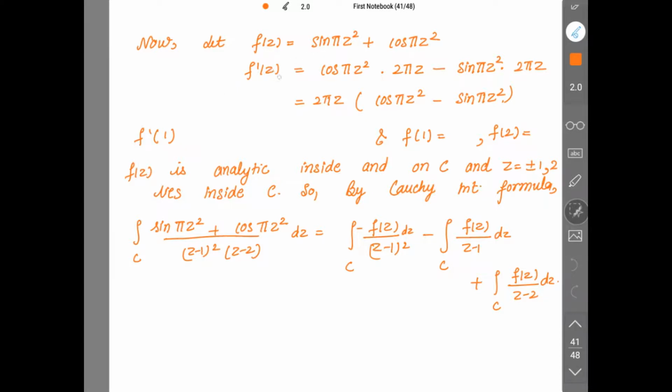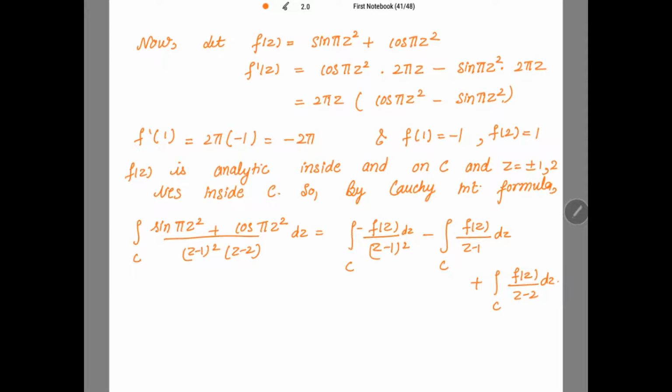From that, f dash z is equal to this. Now f dash 1, putting z equal to 1 over here, what do I get? 2 pi, and here it will be cos pi, which is minus 1, and sine of pi is 0, so this is minus 2 pi. Then f of 1, putting 1 over here, sine pi is 0 and cos pi is minus 1, and f of 2, putting 2 over here, this is sine of 4 pi, which is again 0, and cos of 4 pi is 1.